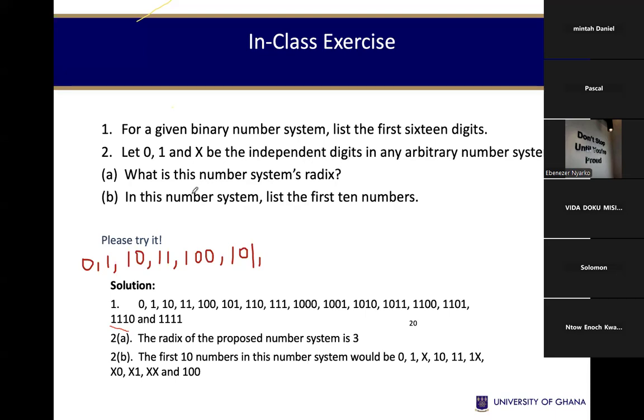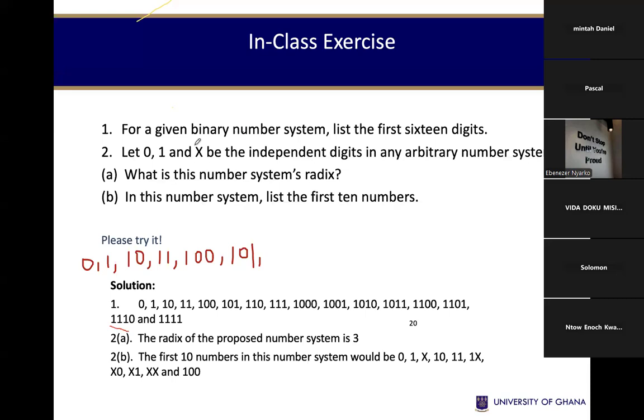All these things are expected to give you a fair idea of the radix, the base. So for this question, you are being told that 0, 1, and X can be independent digits in any arbitrary number system. So we assume that it can be a binary number system or a decimal number system. All you need to do is count the number of digits in this case, which is 0, 1, and X. That should give you a radix of 3, and that becomes the base of the radix.